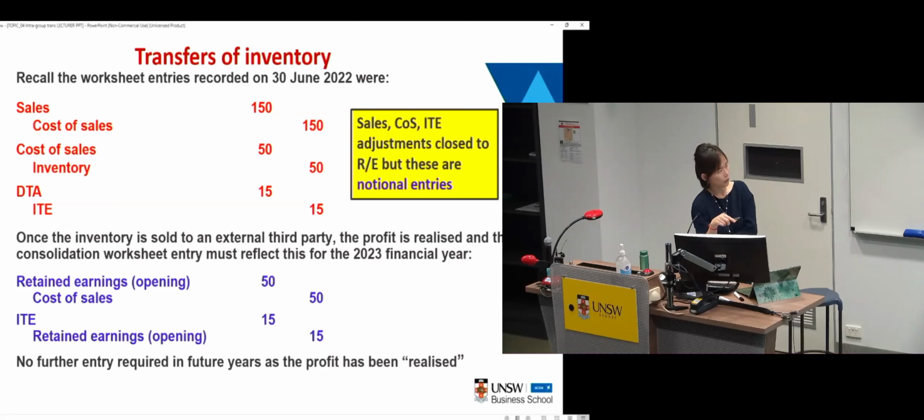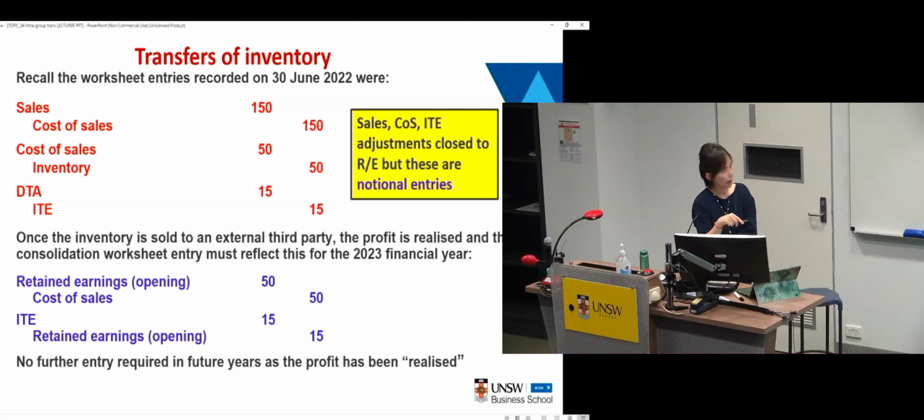The cost of sale is reduced by 50, which increases the group profit in this year by 50. And as the group profit increases, income tax expense should also increase. So 30% of 50, the income tax expense is adjusted on the debit side by 15. Now, once again, combine these two entries.